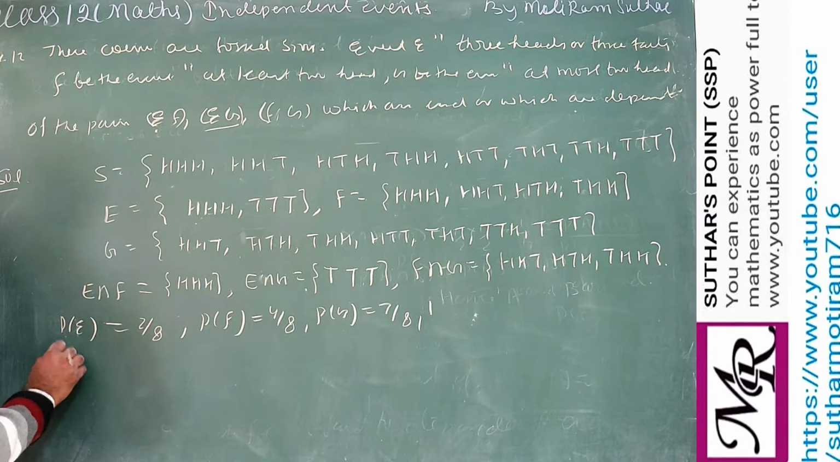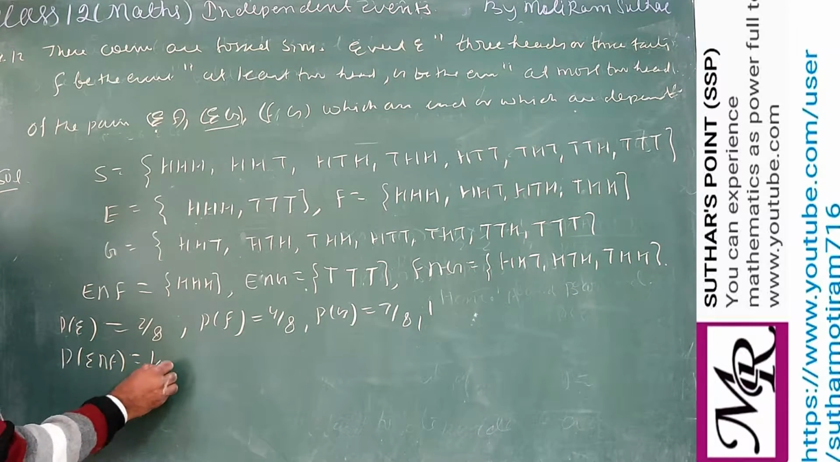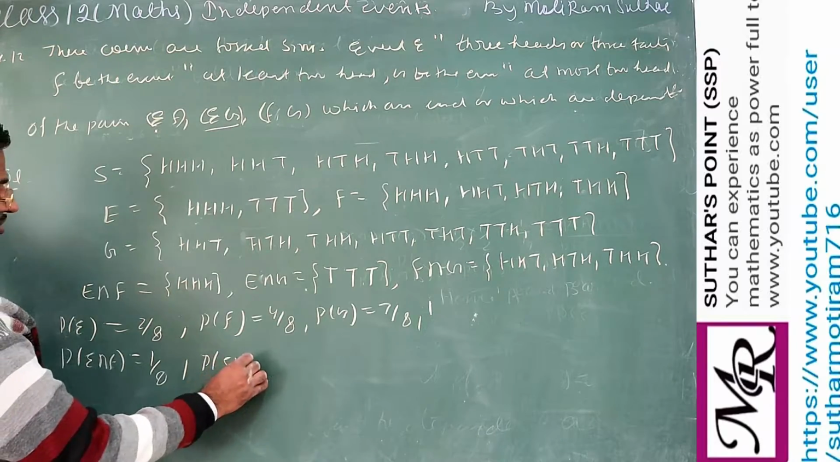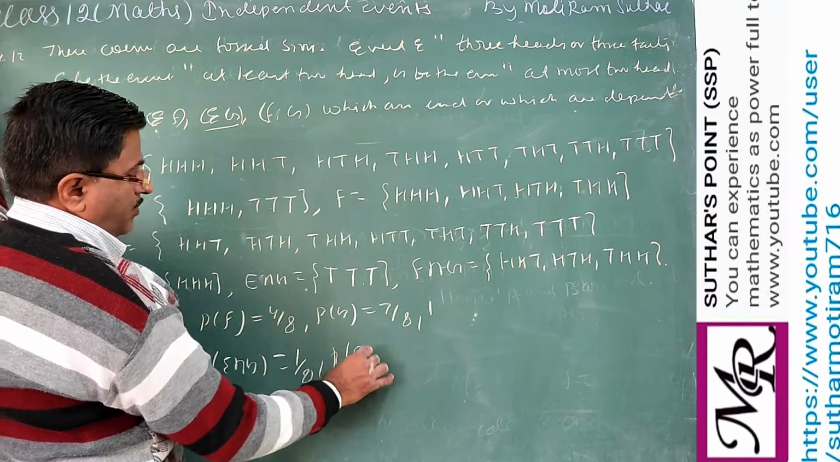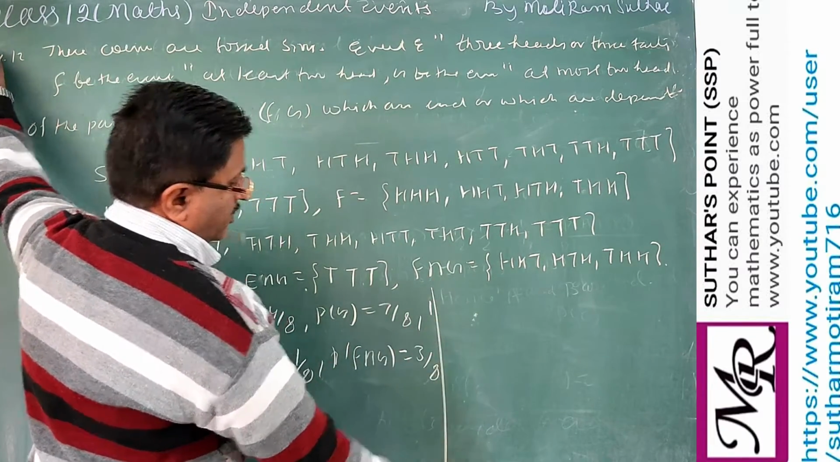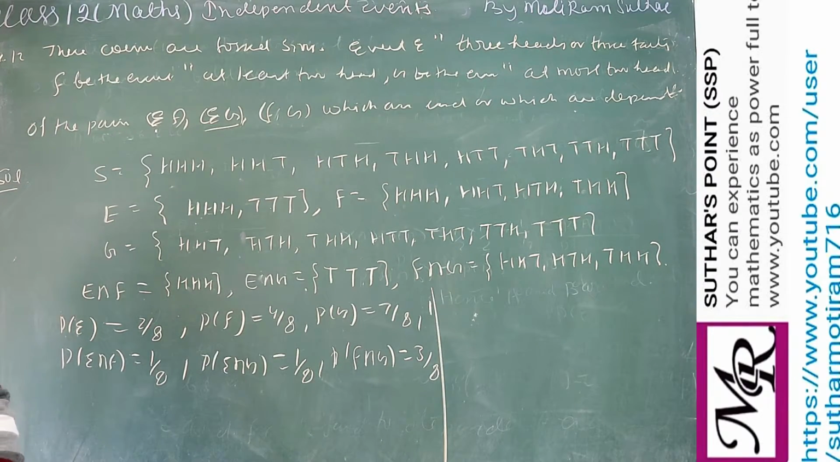Then you find the intersections. E intersection F is 1 by 8. Probability of E intersection G is also 1 by 8. Probability of F intersection G is 3 by 8. Clear? Now we have to check the probability for the multiplication.